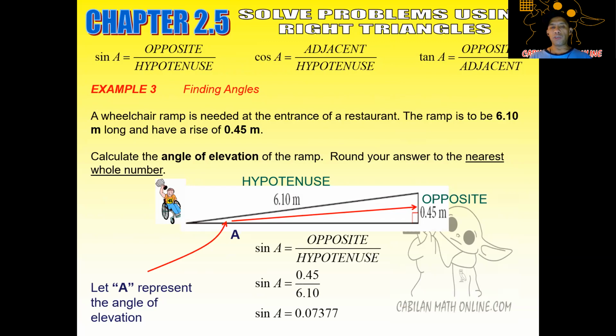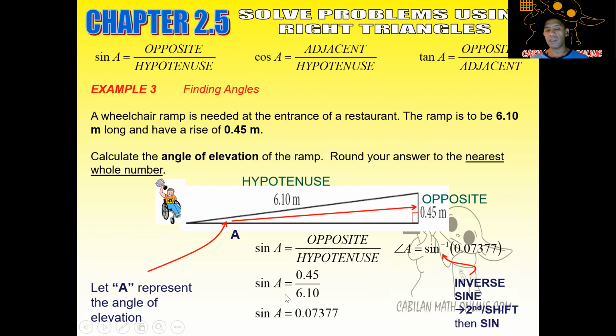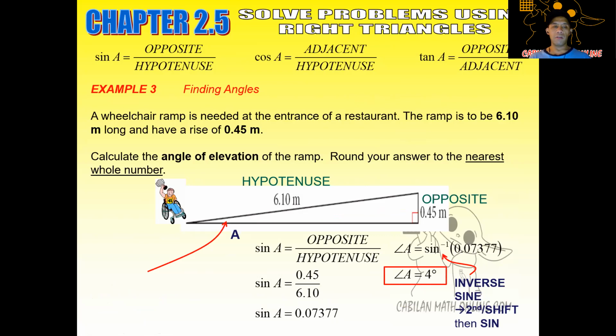From here you could divide the two numbers accordingly, and it gives you this. Now, as I mentioned before, when you take the inverse sine by pressing the second function and the sine, another method you could do is to press the second function and sine first, and inside the brackets, do 0.45 divided by 6.10 and then close the brackets. That saves you from doing this step over here. The calculator will do that step all in one shot, and you will get the same answer, which in this case will be 4 degrees.